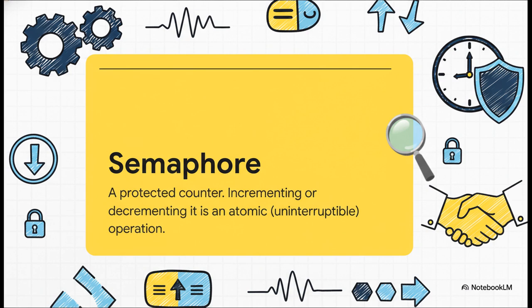But here's the magic trick. These operations are atomic. That's a fancy way of saying they are uninterruptible. When a task goes to change that number, nothing else can interfere until it's done. That's what keeps everything from turning into chaos.